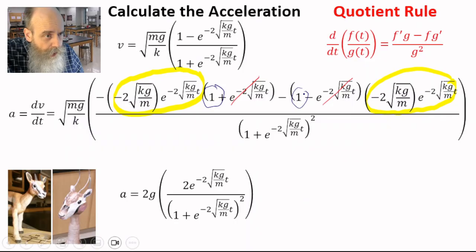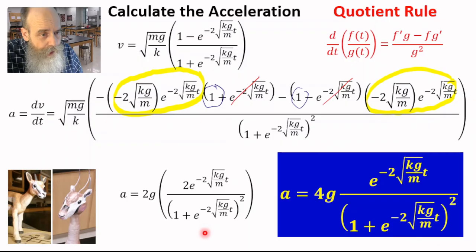And this first one is going to be a positive, because negative times negative is positive. The second one is also positive, because we have negative times a negative. And so we get a factor of 2. 1 plus 1 is 2. And so we get a 2 times e to negative 2 square root kg over m times t. And then bring the 2 out in front, and finally this is what we get. A equals 4g times e to negative 2 square root kg over m times t over 1 plus e to negative 2 square root kg over m times t, squared.